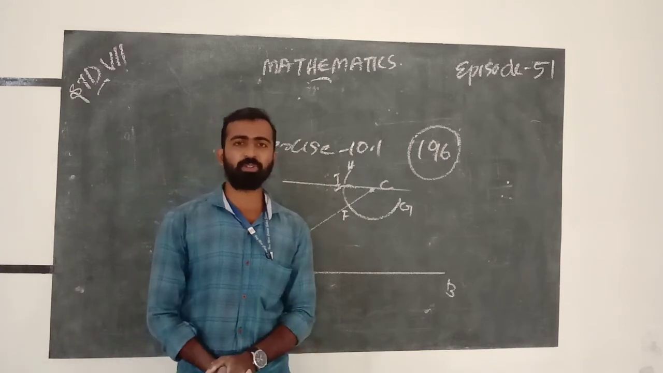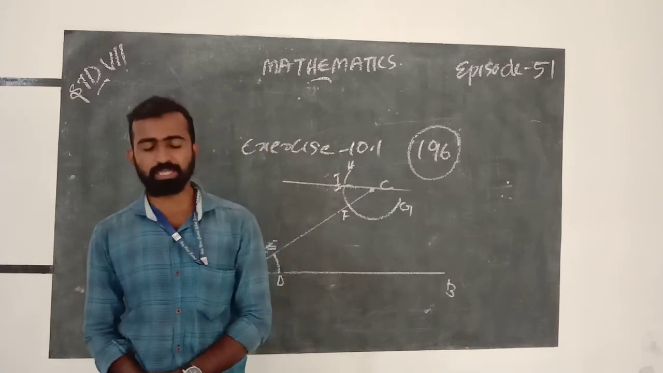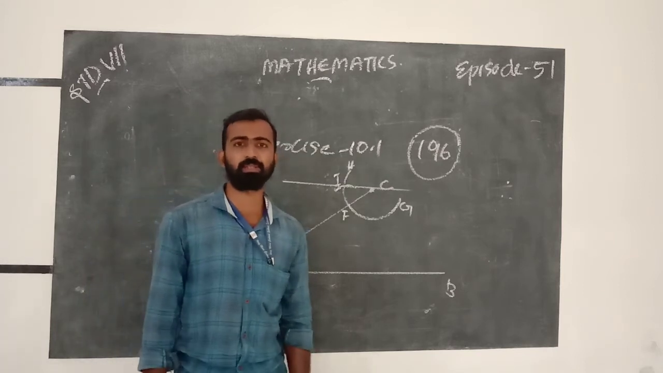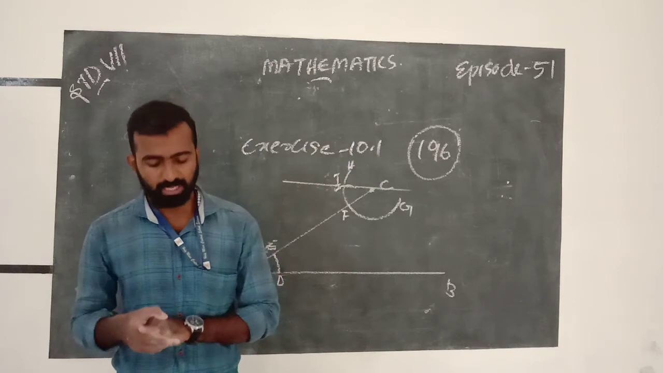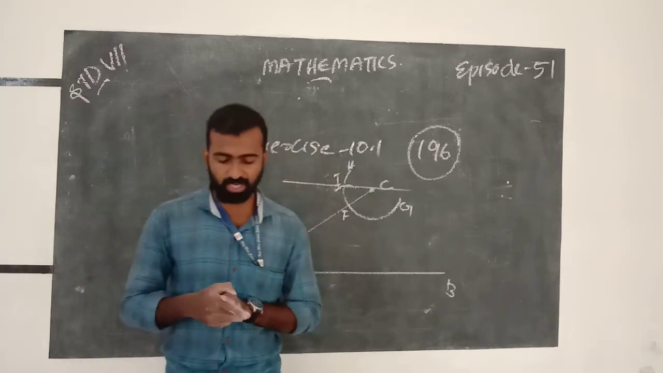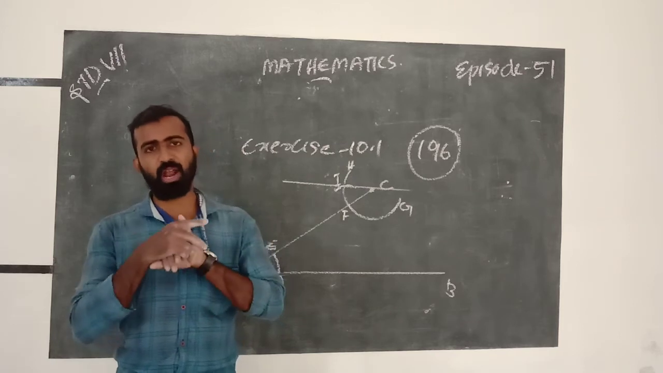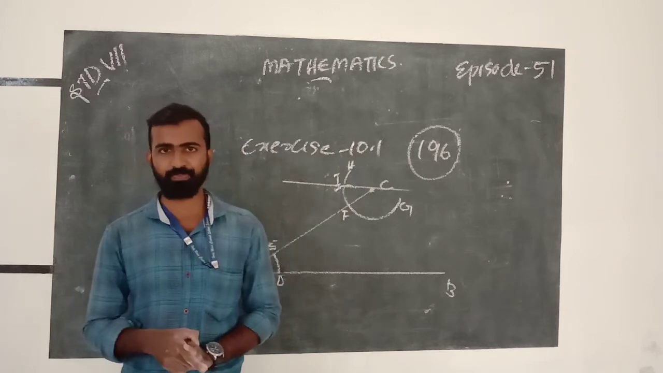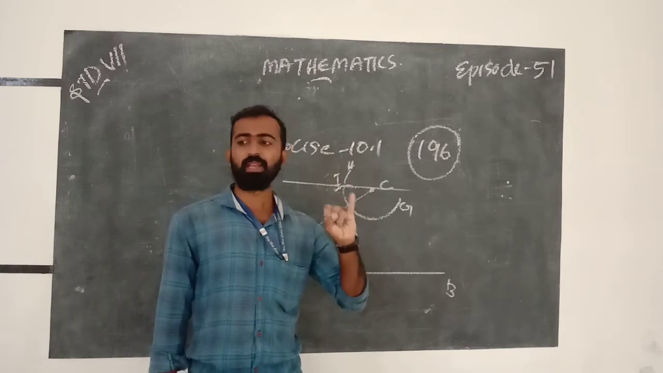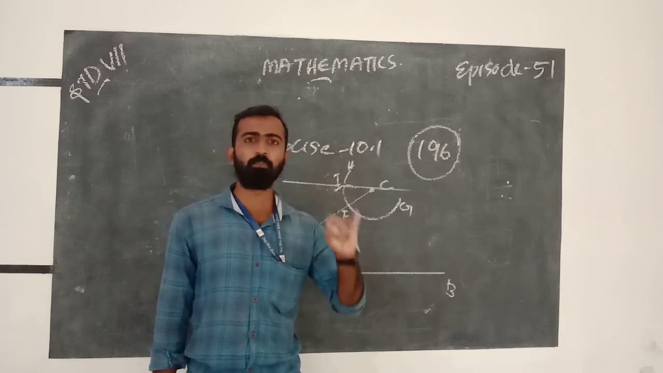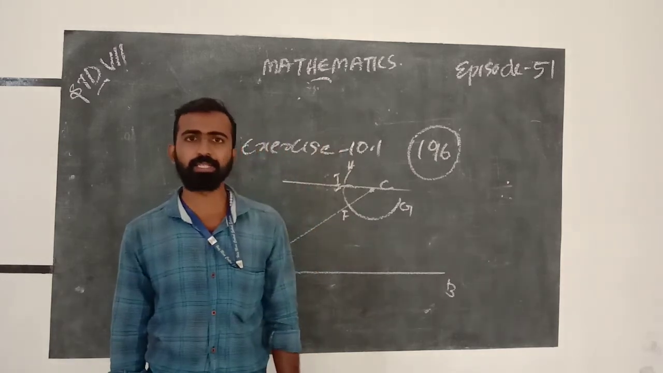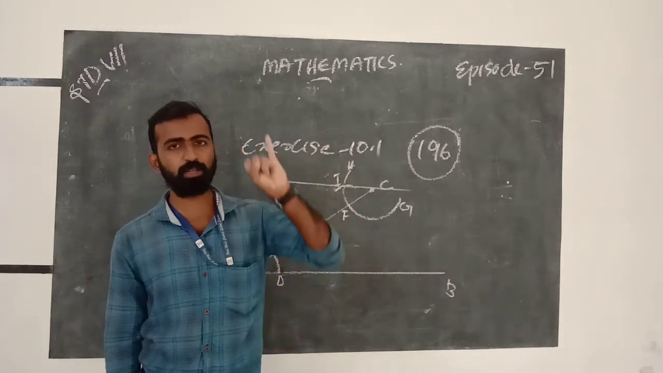We already know the construction of triangles. Some properties of triangles we also know. The first one is: the exterior angle of a triangle is equal to the sum of the interior opposite angles. We already studied this. Yes, we know the previous one.